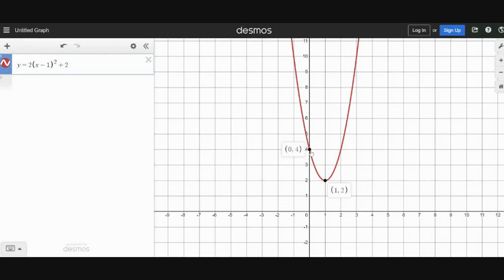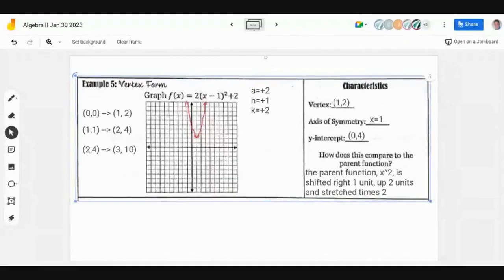Our y-intercept was (0, 4). We had the point (2, 4). Where's that? There it is. And then we had (3, 10) way up here. So that's the graph that we were trying to do by hand just a moment ago. So let's go back. All right.